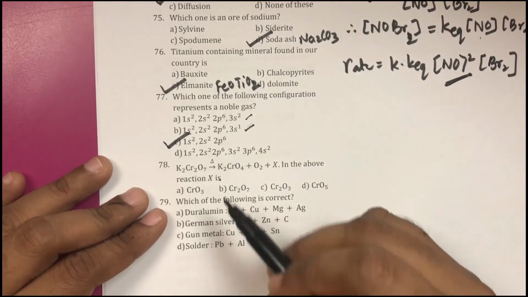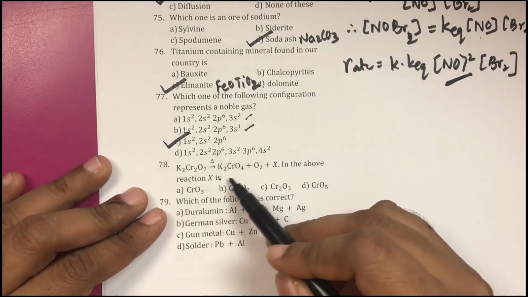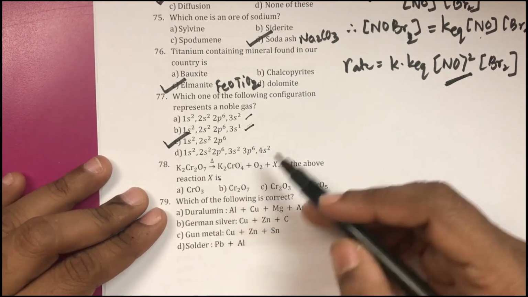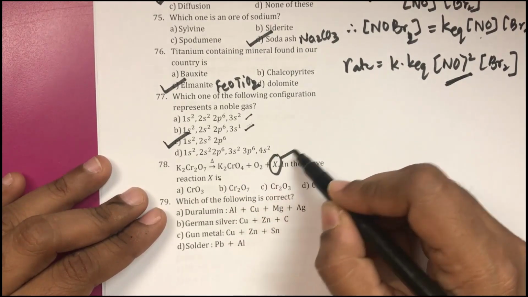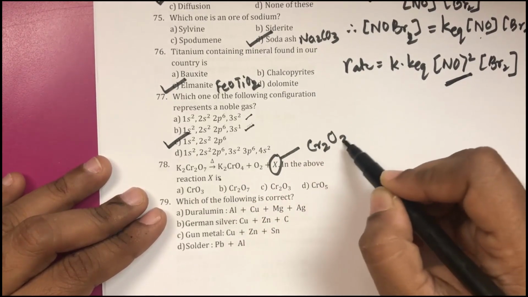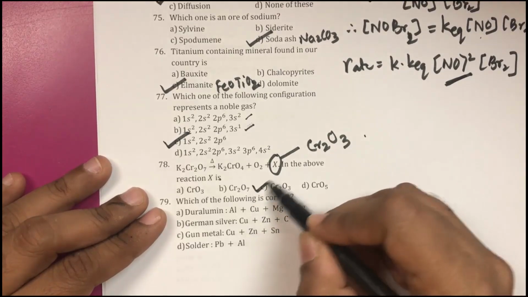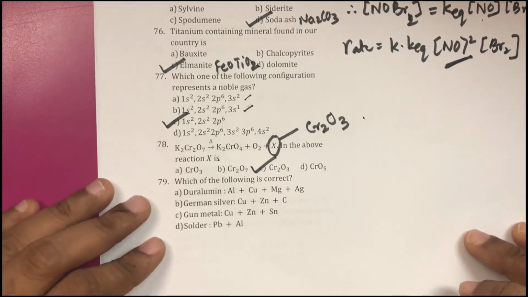78. K2Cr2O7, when it is heated, gives K2CrO4 with the liberation of oxygen gas, and the other compound is Cr2O3. Therefore, the option is C.